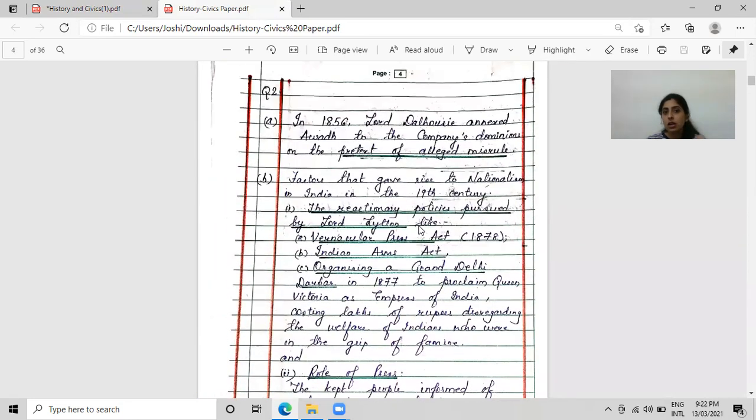Before that, going to question 2 of part 1, that is the history section, where 10 questions are asked for 2 marks each. So here as well, you can see the 2 points are mentioned and the keyword is being underlined. The pretext of alleged misrule. This part is underlined, so I can clearly come to know that this question was asked for the alleged misrule, and this keyword highlights your important date, that is 1856.